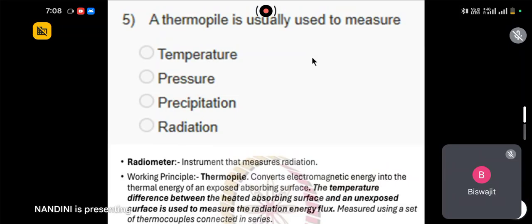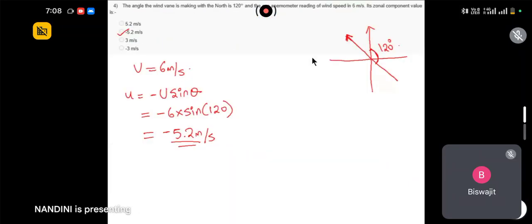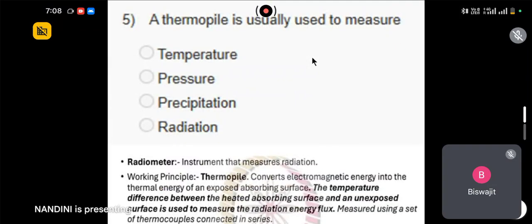Now, as we told, anemometers are basically used to measure the wind speed and wind direction. Now we are moving to measuring the radiation. A radiometer is the instrument that basically measures radiation, and it has a thermopile which converts the electromagnetic energy into the thermal energy of an exposed absorbing surface.